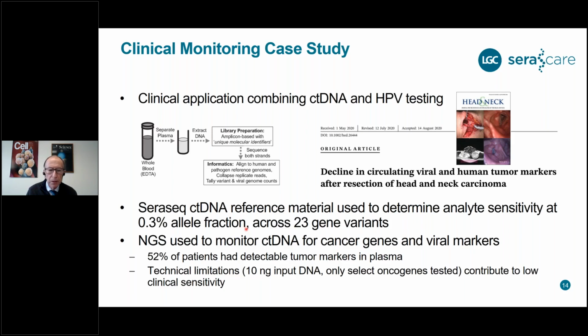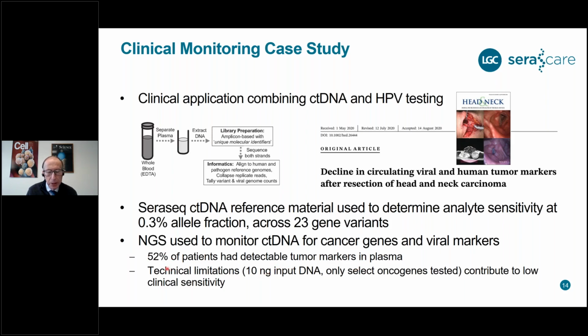So our material was used to help determine the analytical sensitivity, which was determined to be 0.3% across 23 different genes. So again, use of the contrived materials, in many ways following the BLOODPAC recommendation to determine your limits of detection. Now, this method was used to monitor the ctDNA for these cancer genes and viral markers for these patients. And for monitoring, about half of the patients had detectable tumor markers in their plasma.